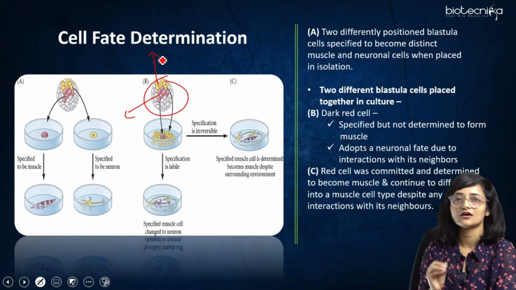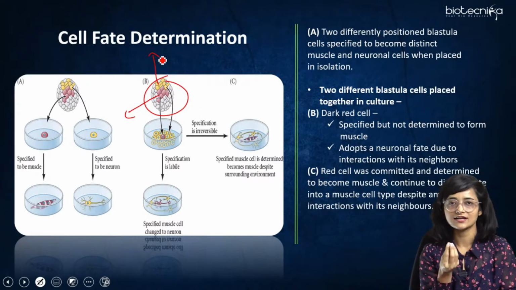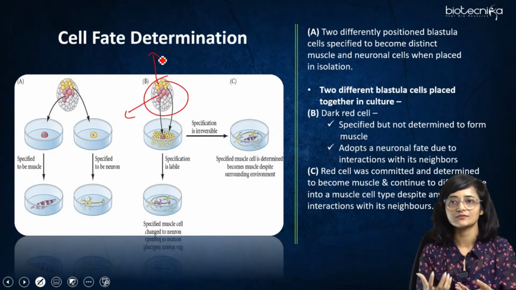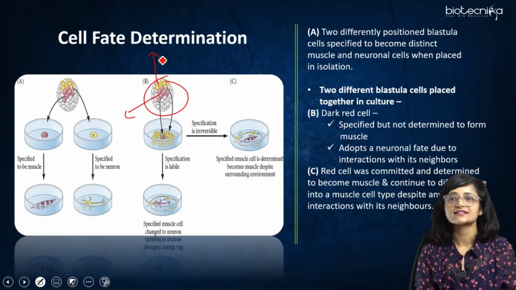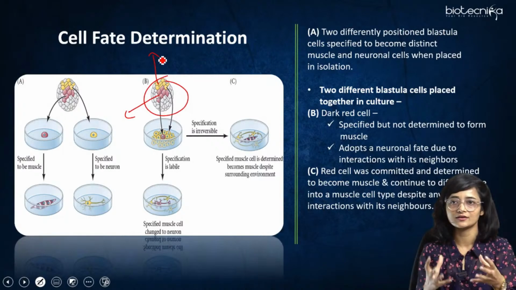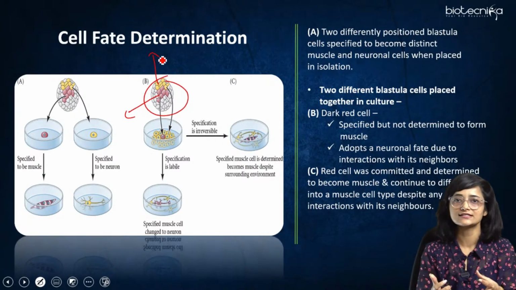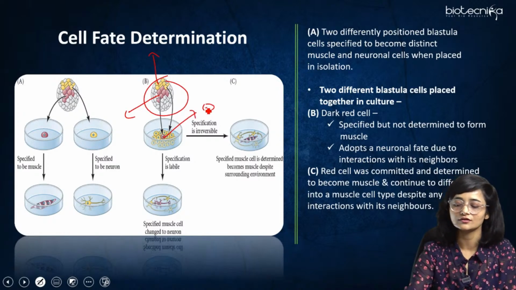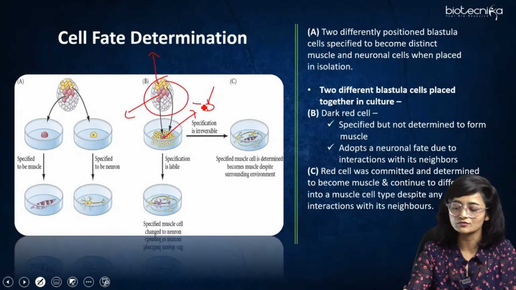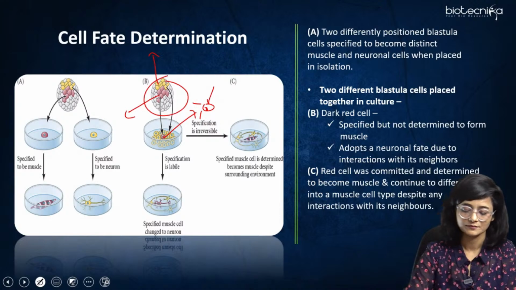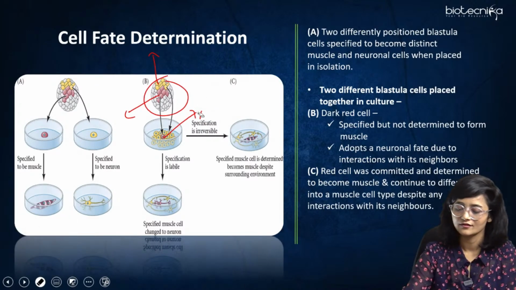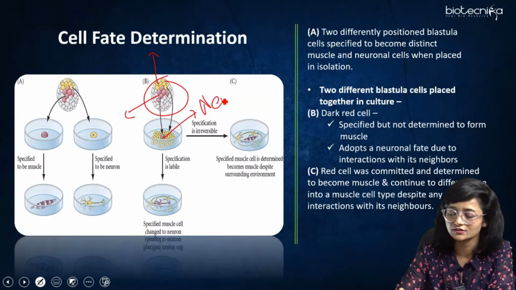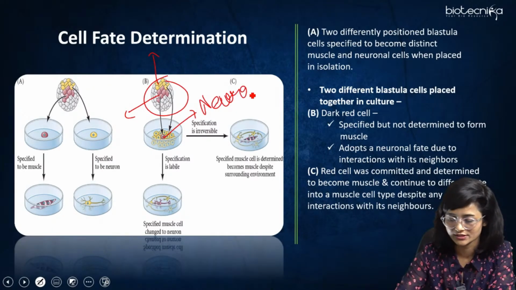Now, when one of these cells is isolated and placed inside an environment where the neural cells are developing, and the external factors that we are giving in that petri dish are for the production of the neural cells, then this particular muscle cell gets differentiated into neurons, right? So the neural cells it would be producing.